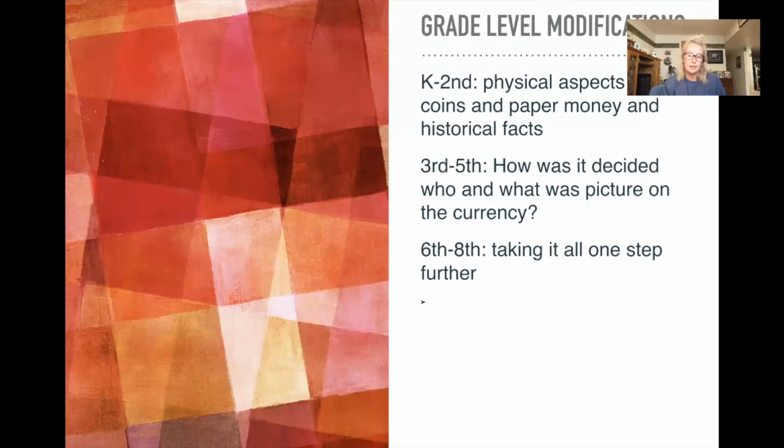So for example, like President George Washington, you can talk about him, what money he's on, and what he did as a president. And then in third through fifth grade, a question that is really good to ask your students is, how was it decided who and what was pictured on the currency? So like, what did they do for our country, or why are they on this money, basically?